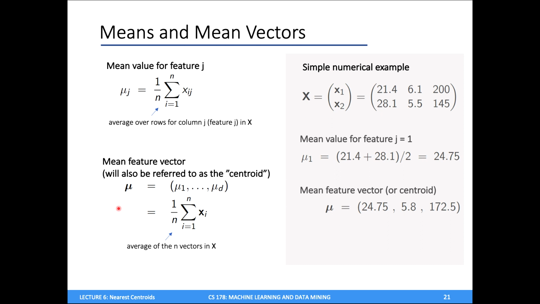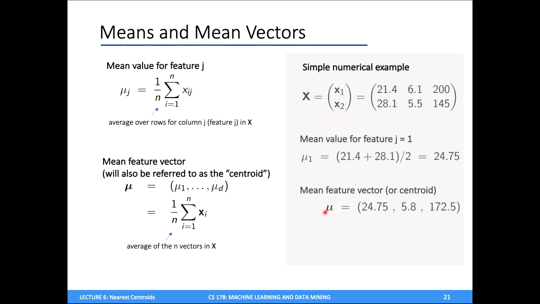Okay, let's look at a simple numerical example that hopefully will make things a little bit more concrete. Let's say our data matrix X has just two rows. We have just two data points. The first row is this feature vector, and the second row is this second feature vector here. To compute the mean mu sub 1, for feature j equals 1, we just take the average of this column here. And if you do that, you'll get something like 24.75.